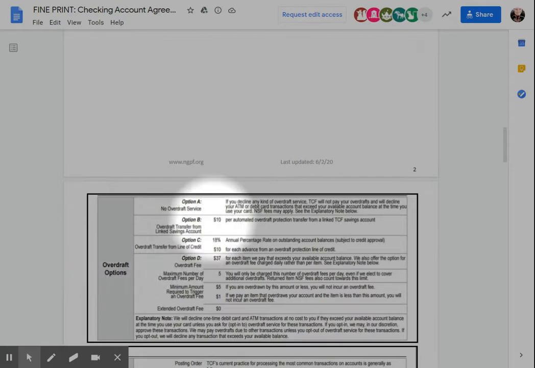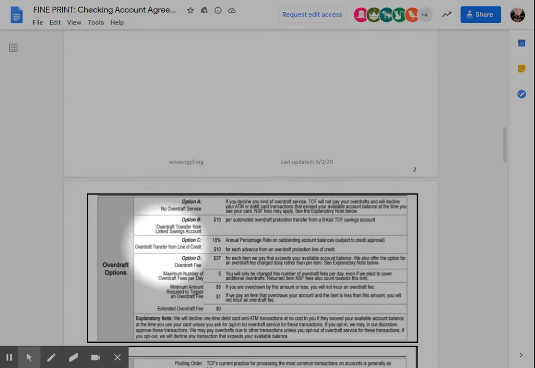Overdraft options. So we can see that we're going to have 4 different options here. So option A is if I decline to have overdraft service. Option B, I can have overdraft transfer from a linked savings account. So if I have a savings account with this bank or a different bank, oh no, sorry, it has to be a TCF savings account. So that's going to be a $10 fee.